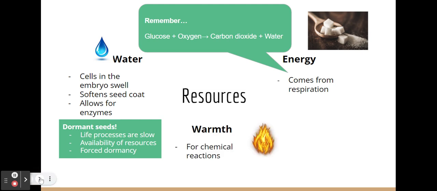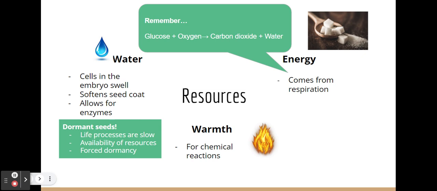Finally, resources include warmth as well. Warmth is really important for chemical reactions to occur. If the germinating seed doesn't have the warmth, then the reactions, for example respiration, are going to happen too slowly. The warmth provides the energy needed for those reactions to occur at an optimum rate, the best rate possible for that germinating seed.